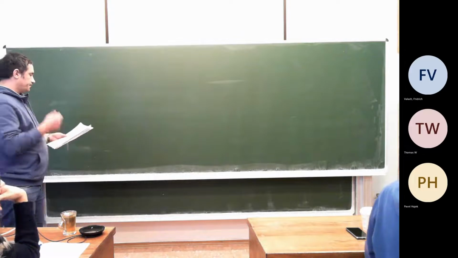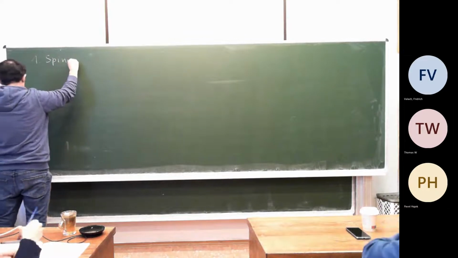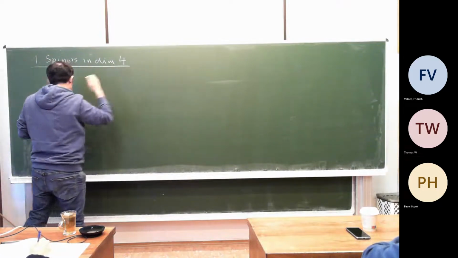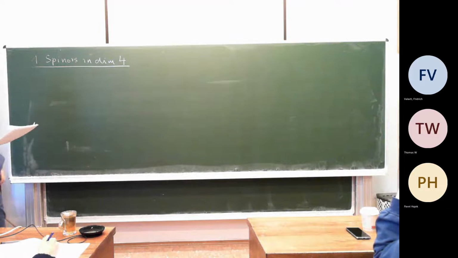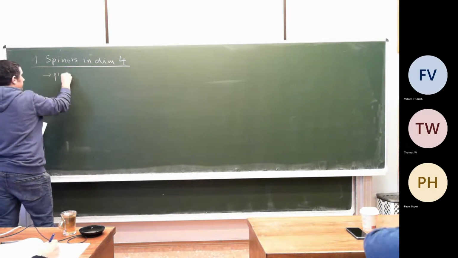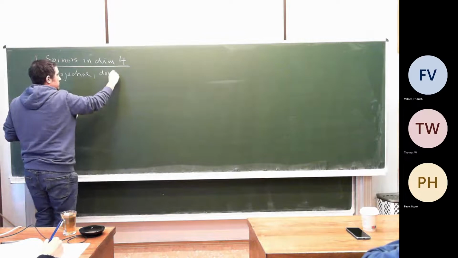So, what are spinors? I will work with spinors in dimension 4. We have a 4-dimensional manifold as a model of the spacetime. Spinors are in physics very often defined as projective representations, or at least double-valued representations, of specific groups, namely in the physical setting SO(p,q).